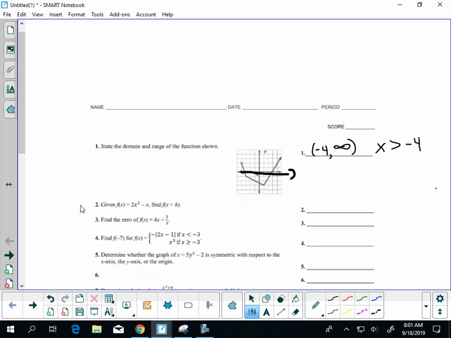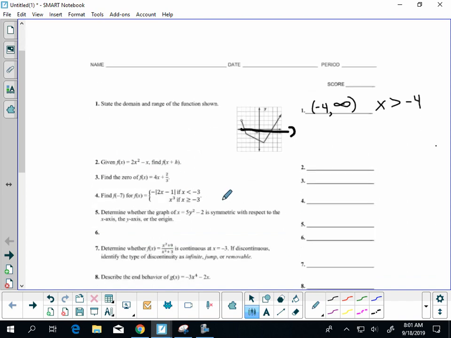All right, on number 2, it says find f of x plus h. So you're going to plug that in. So that'll be (x plus h) quantity squared minus (x plus h). Make sure you put parentheses around that because that's easy to make a mistake with your sign. Then you need to FOIL that out.